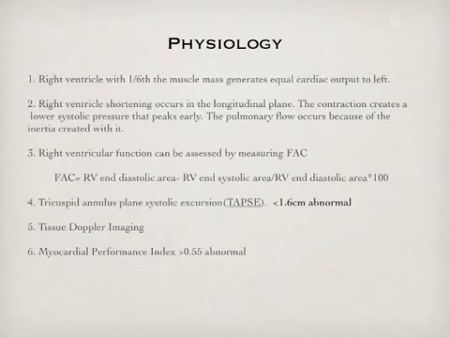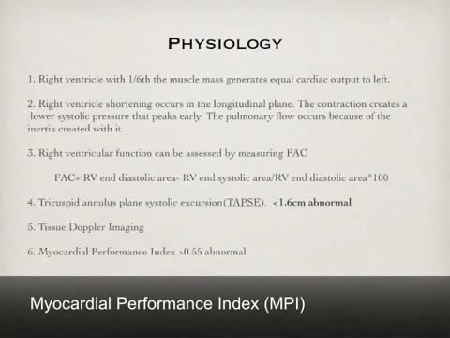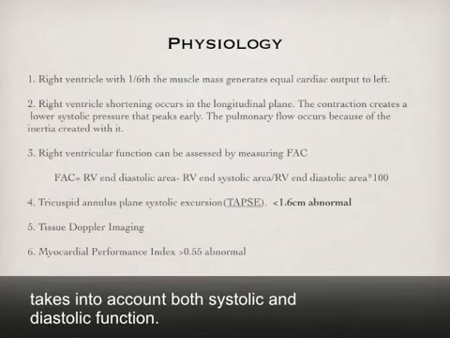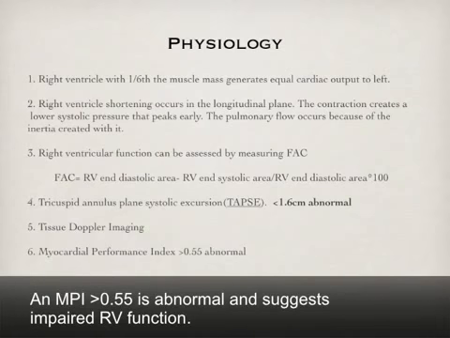Tissue Doppler imaging of the tricuspid annulus and right ventricular free wall is another modality which can be helpful in assessing RV function. Finally, myocardial performance index can also be applied to the right ventricle. We will deal with this measurement more in the context of left ventricular function, but want you to be aware that it takes into account both systolic and diastolic function. An MPI greater than 0.55 is abnormal and suggests impaired RV function.